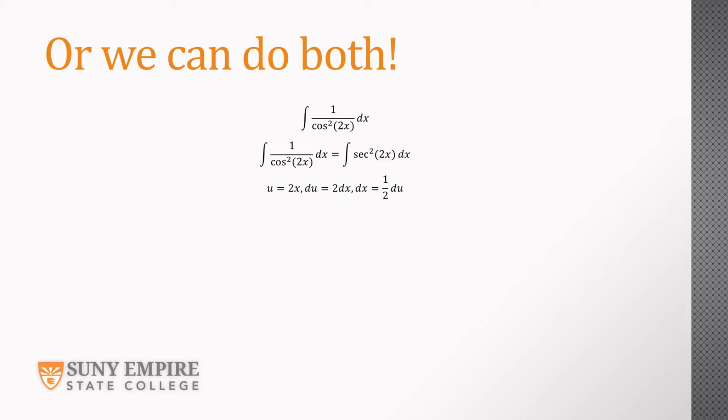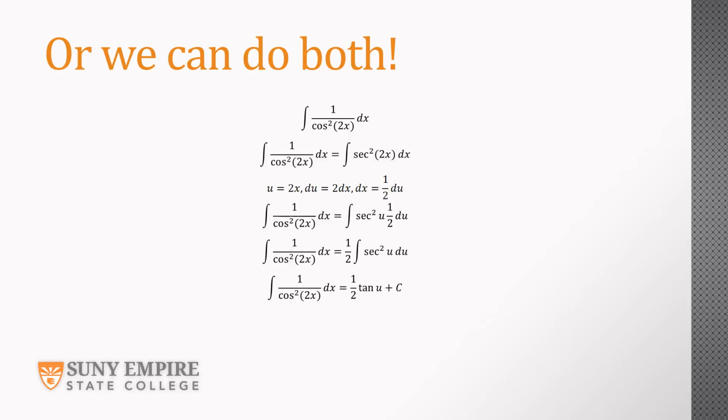Since we have a function of a function, we want to use u substitution to simplify the problem. We set u equal to 2x. The derivative of u would then be 2 dx. Solving, we have dx equal to 1/2 of du. Substituting into the integral, we have the integral of secant squared of u multiplied by 1/2 du. Pulling the 1/2 to the front of the integral, we have 1/2 the integral of secant squared of u du.